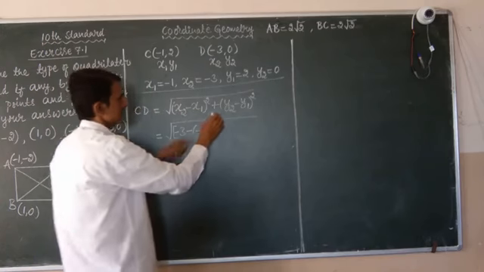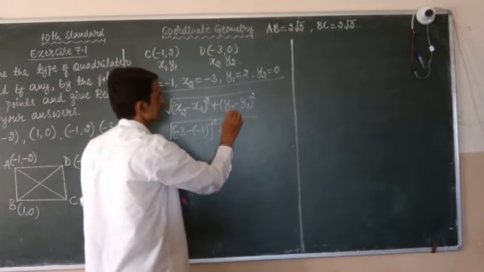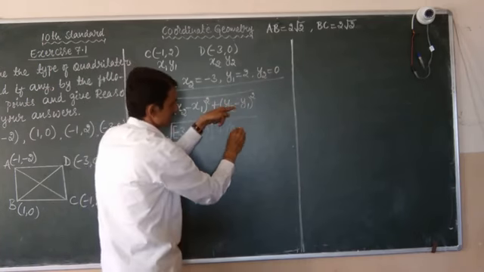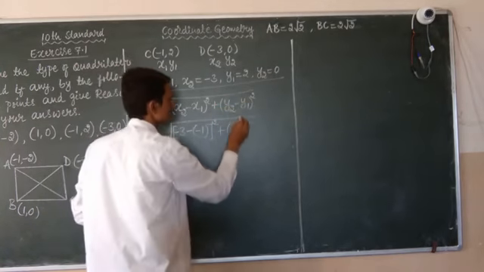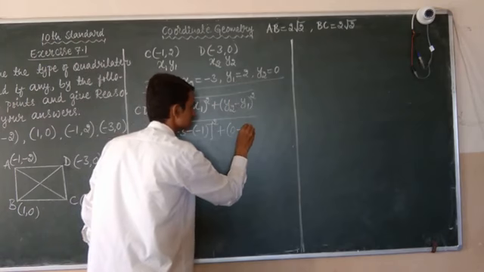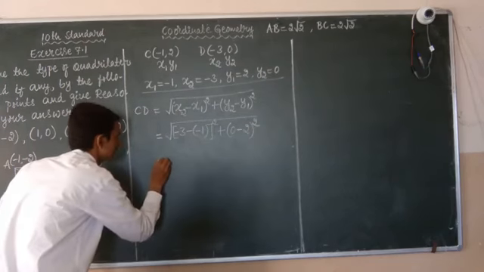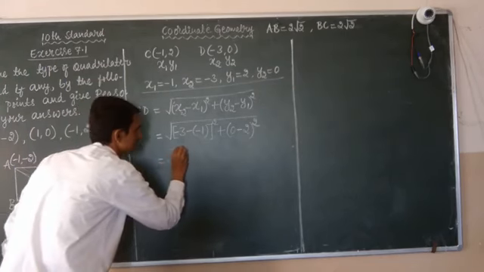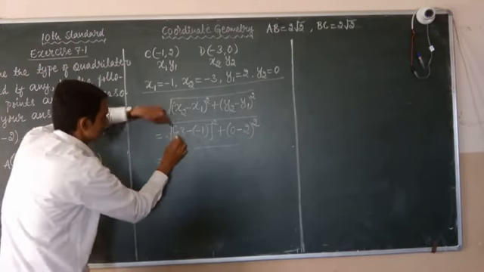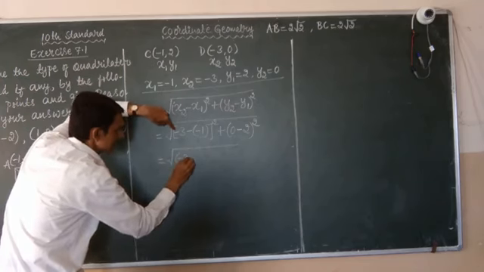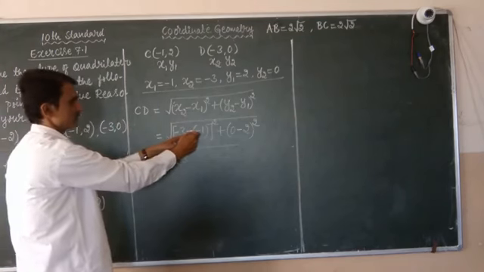Plus y2 means 0, minus, so in the formula it is minus, the value of y1 is 2, whole square, which will be equal to, simplifies, -3, write -3 as it is. So multiply minus into -1.